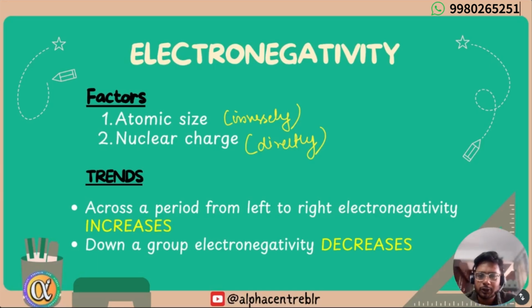So electronegativity is inversely proportional to atomic size and directly proportional to nuclear charge. Trends, therefore, are the same as ionization potential and electron affinity. Across a period from left to right, electronegativity increases, and down the group, electronegativity decreases.